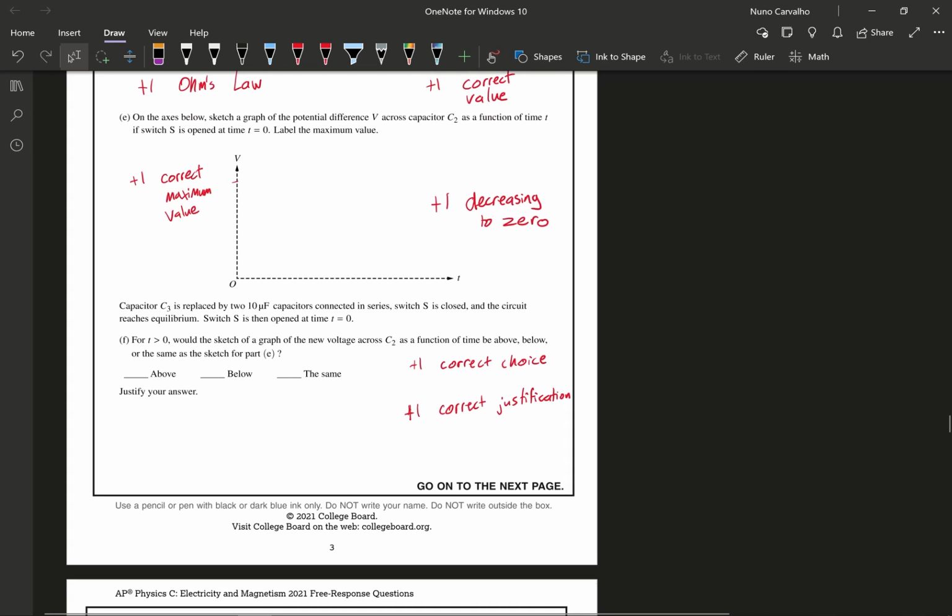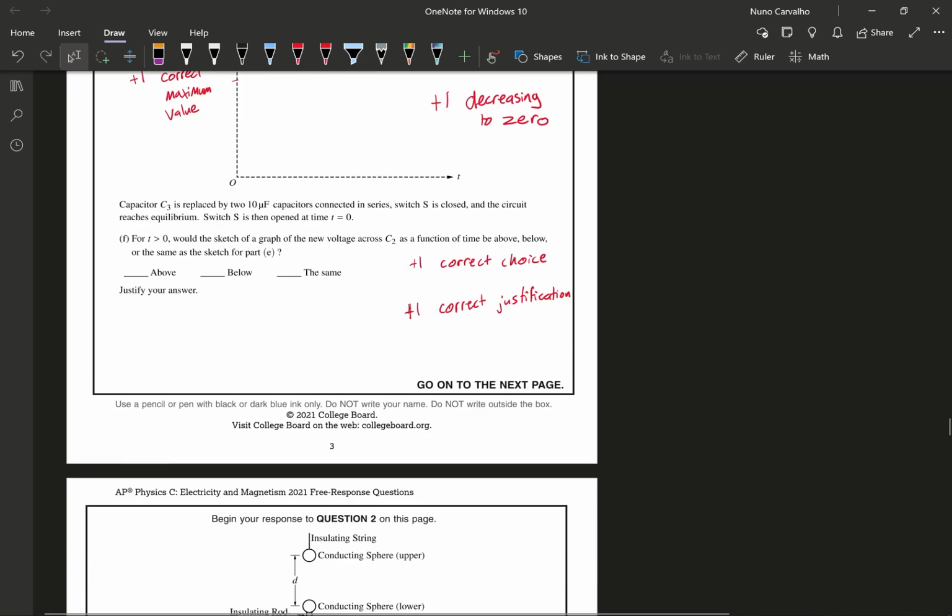And then part F, same thing. You get a point for the correct choice and also the correct justification. If your justification is wrong, I don't think they'll give you the point for the correct choice on this one, to be honest.